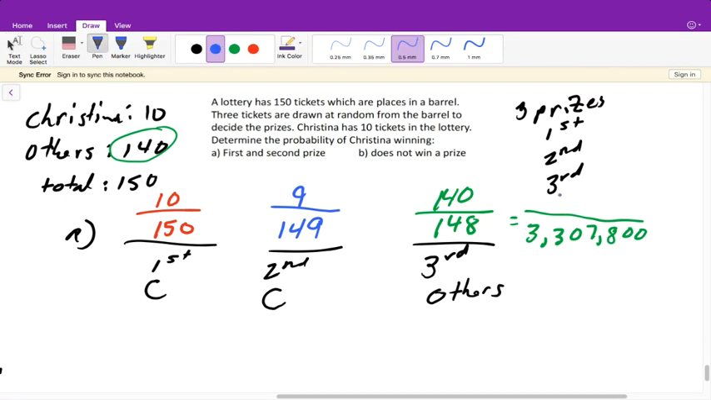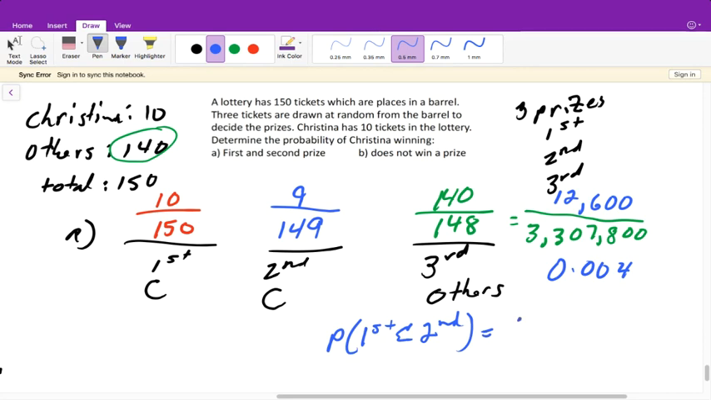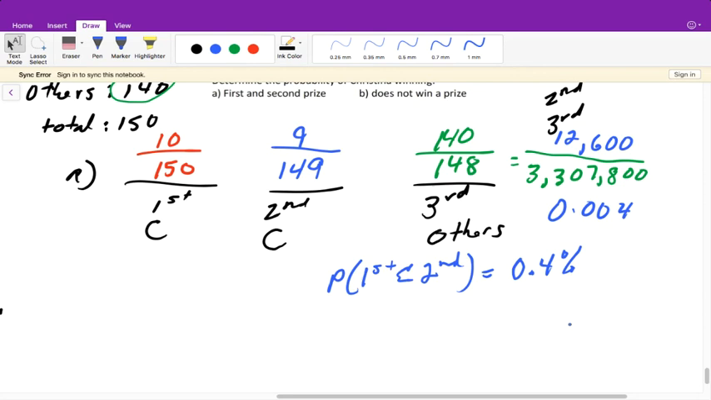So then we multiply the top, it's 12,600, and we divide it by 3,307,800, and that is going to give me 0.004. So the probability of winning first and second is equal to 0.4%. Right, now the second one, we don't want her to win a prize.